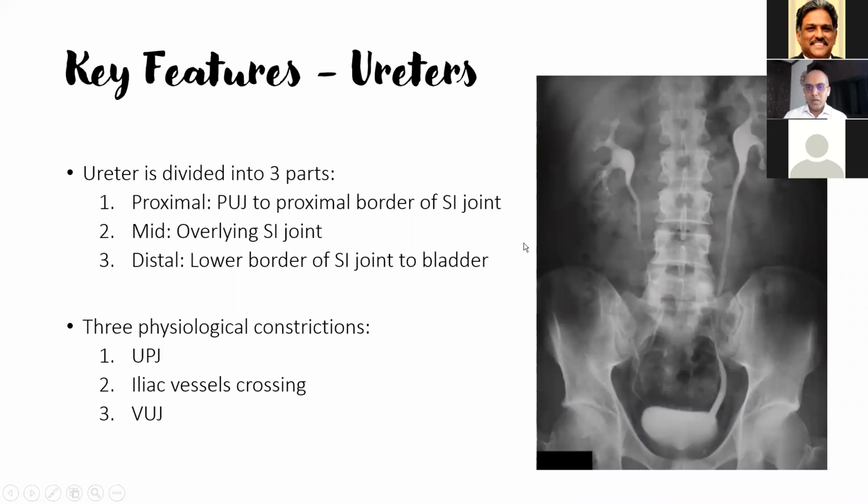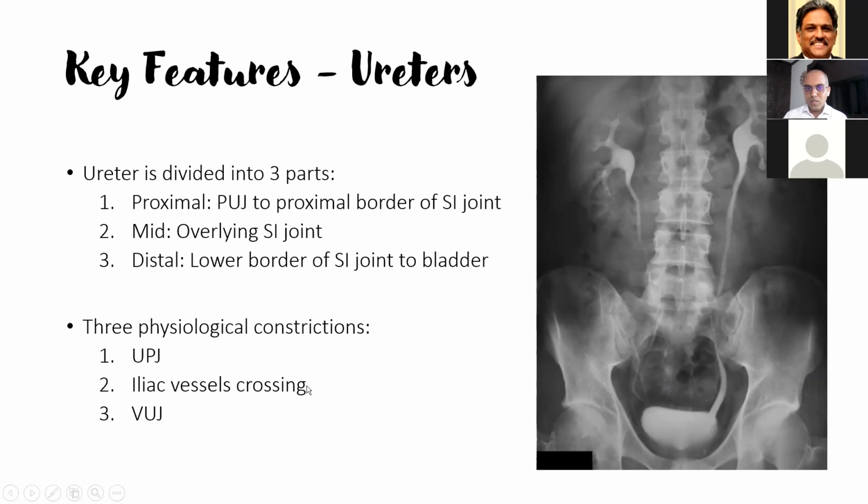So the ureter is radiologically divided into 3 parts. The proximal part is from the pelviureteric junction to the cranial end of the sacroiliac joint. The mid-ureter is the one that overlies the sacroiliac joint, and the distal ureter is from the caudal end of the sacroiliac joint to the bladder.